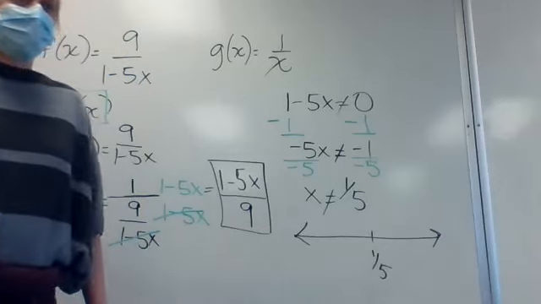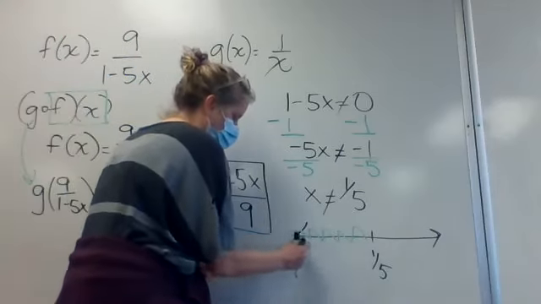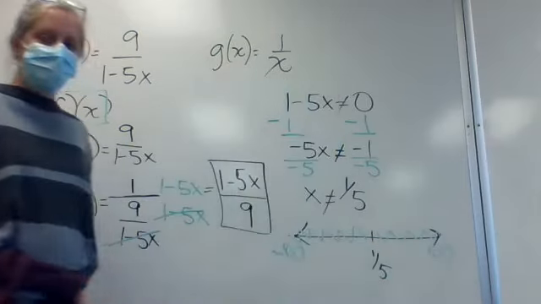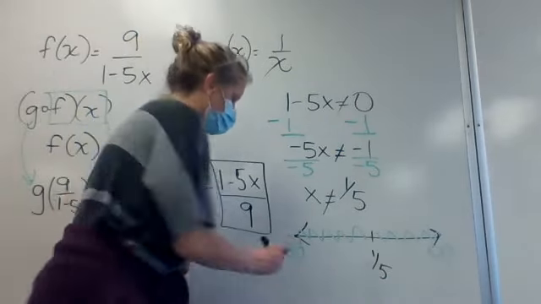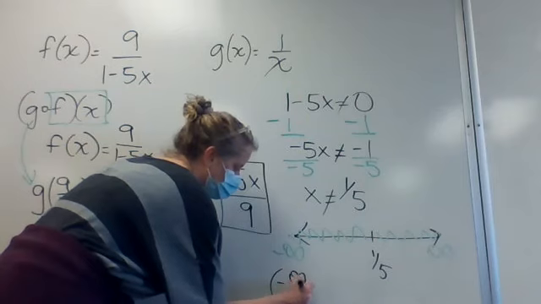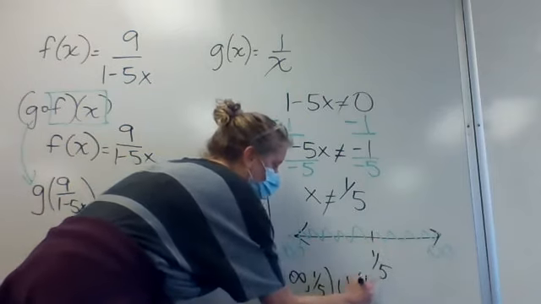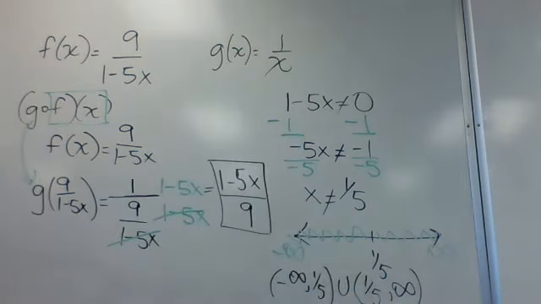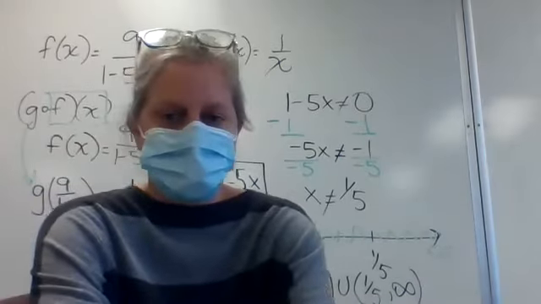So there's only one restriction, 1/5, which means this one's just going to have 2 intervals. The numbers below 1/5 and the numbers above 1/5. So the first interval is negative infinity to 1/5. And the second interval is 1/5 to infinity. Okay, so we will start there at number 18 in next class.